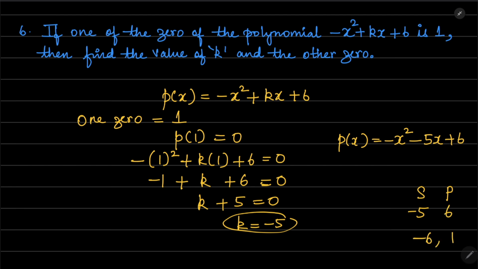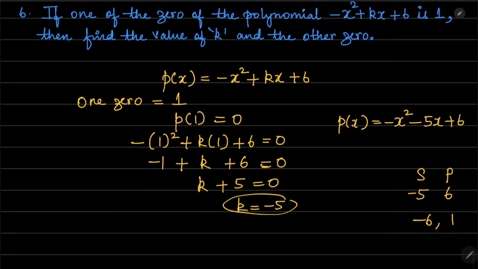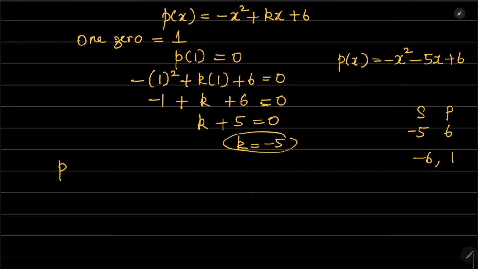If I put a negative sign to the bigger number, then the sum will be negative. So therefore, p of x is equal to 0. I'll write the same thing, minus x square. In place of minus 5x, in place of the middle term, I'm going to write these two. So minus 6x plus x plus 6 equal to 0.